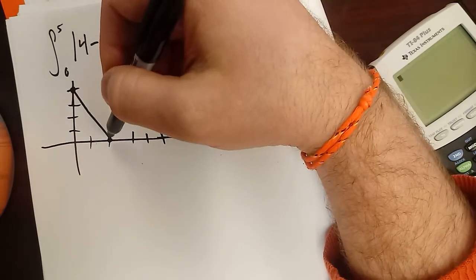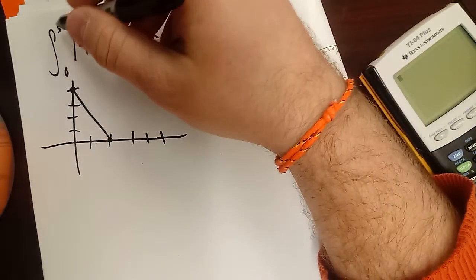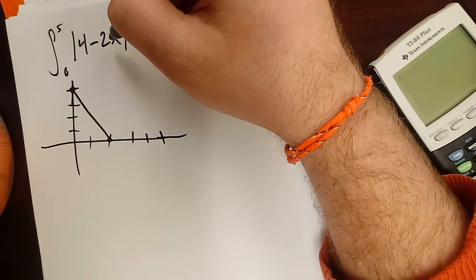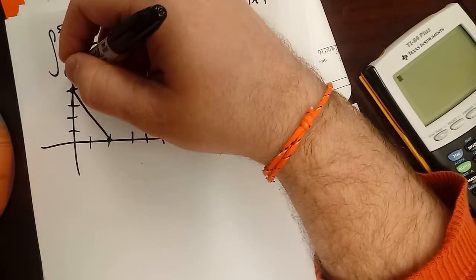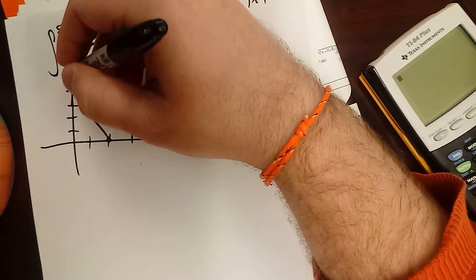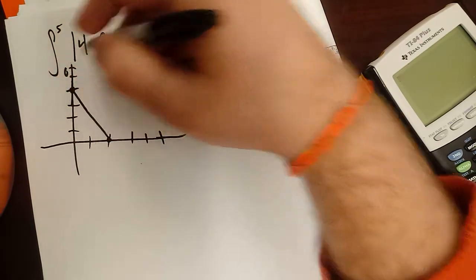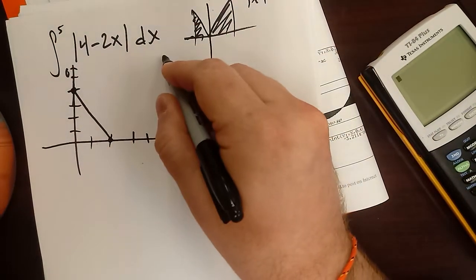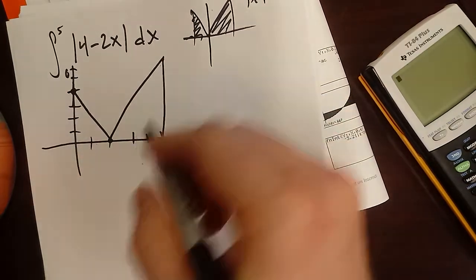And then I just have to find out what happens at 5. So if I plug in 5, that's 4 minus 10, which is negative 6. And then absolute value is positive 6. 1, 2, 3, 4, 5, 6. So then it's up here. Pretend it's a straight line.